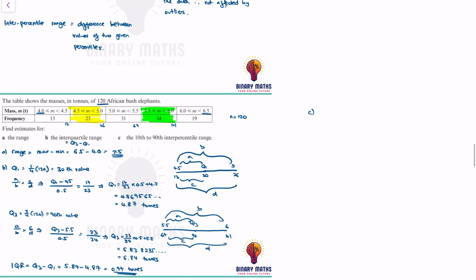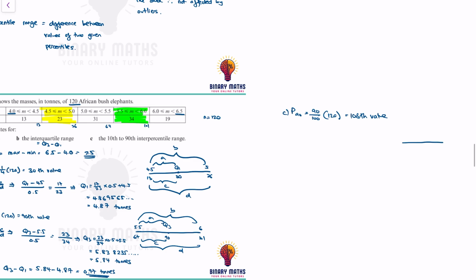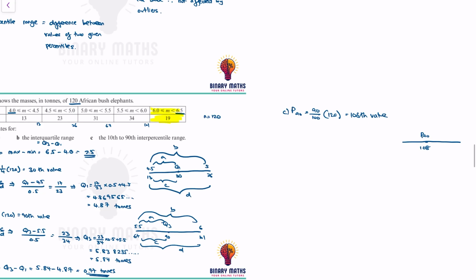Okay, C. The first thing I need to do is work out P90, which is 90 over 100 times N, which is 120, which works out to be the 108th value. So P90 is the 108th value. The 108th will fall in this interval, so it lies between 6 and 6.5 and goes from 101 to 120.